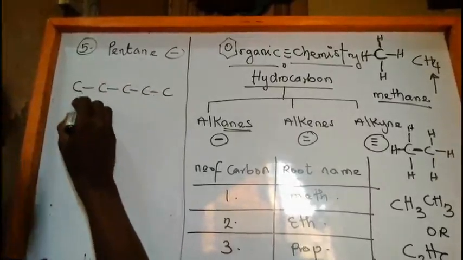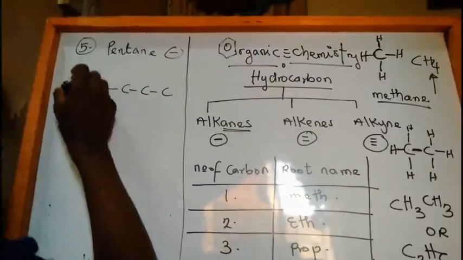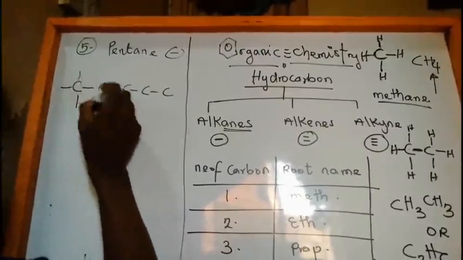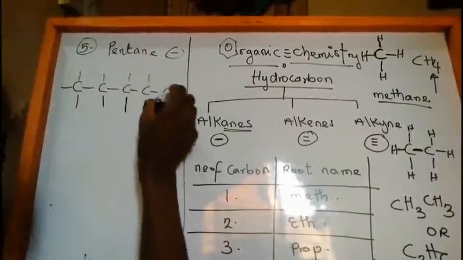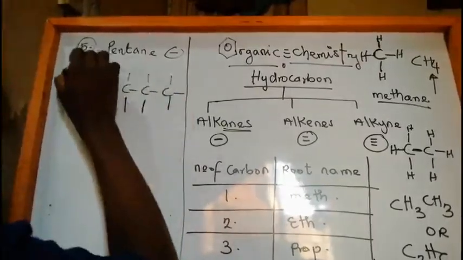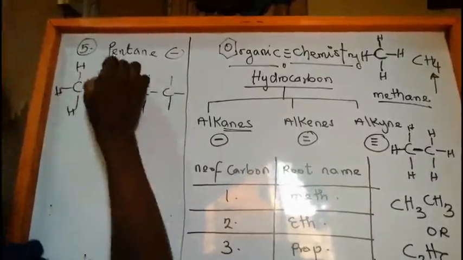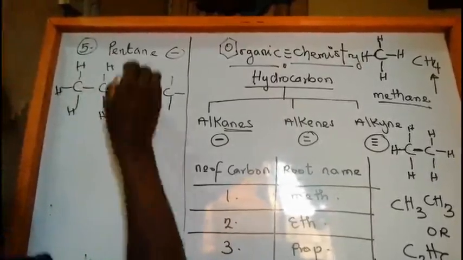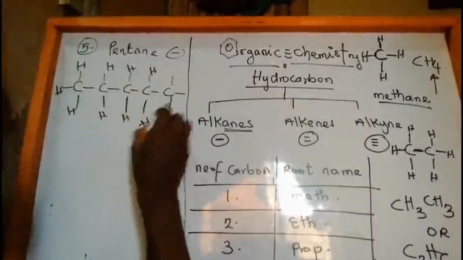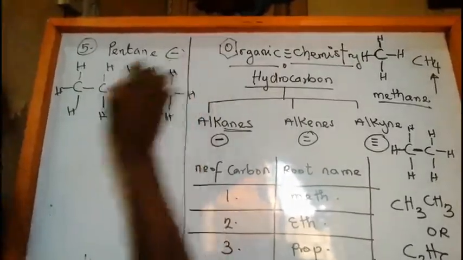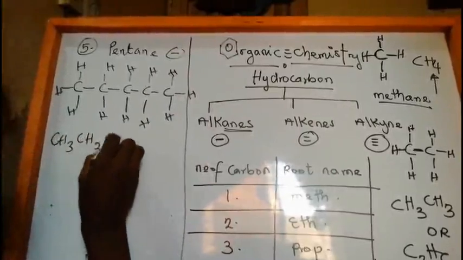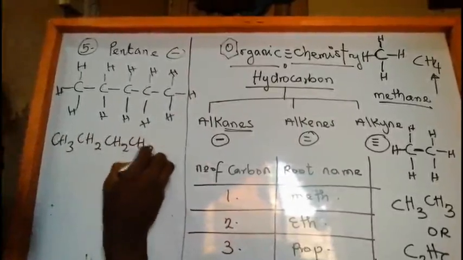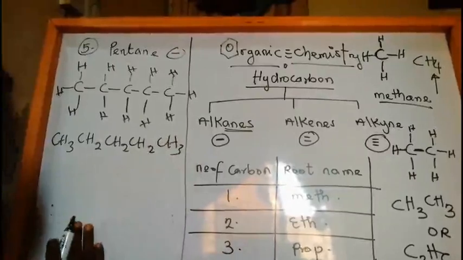So for every carbon it has to be tetrahedral, 4 bonds. 1, 2, 3, 4. So then I can saturate them with hydrogen. So this is going to be CH3, CH2, CH2, CH2, CH2. This is the way.